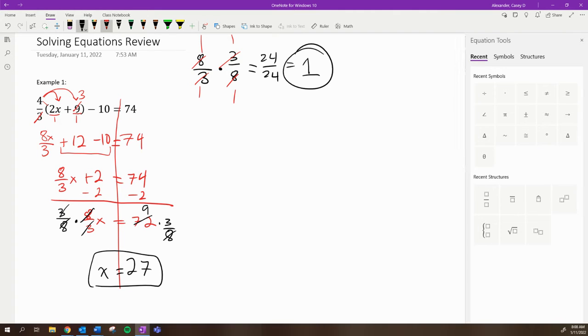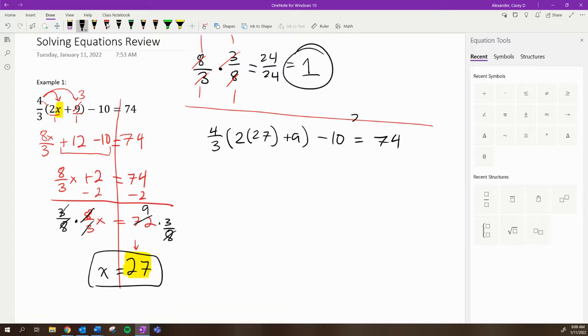But I do want you to go back and check your solutions today as well. And recall that the way that we do that is we take the solution that we found, 27, and we're going to plug it in anywhere that we see an x in the original equation, the one that was typed out, not some other version that I converted to, but the original equation. So I'm going to rewrite this first equation here, but I'm going to substitute a 27 in place of the x. So 4/3 times 2 times 27 plus 9 minus 10.